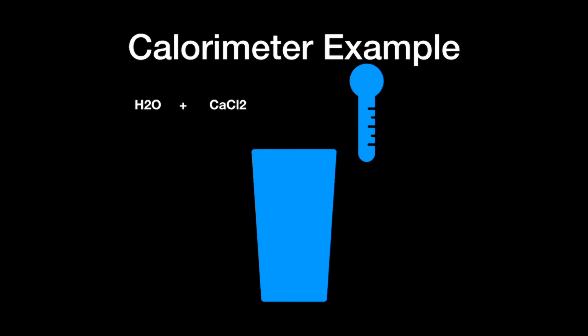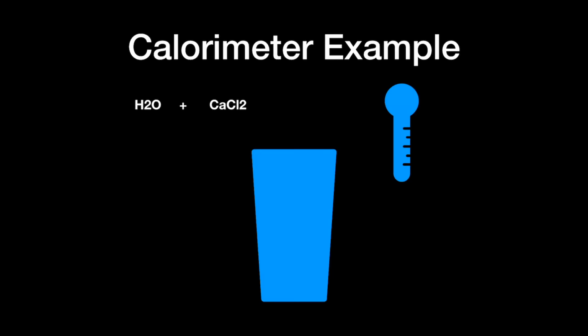Okay, so now that you have the initial temperature of the water, you are going to add the calcium chloride. And keep in mind, as soon as you put in the solid to the water, you're going to close the calorimeter so no heat can escape. And once it's closed, you're going to stir the solution well and wait to reach a final temperature, then record it.